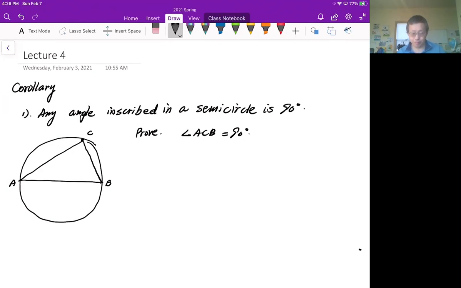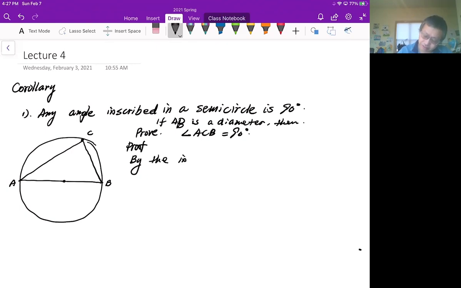If AB is a diameter, so this is a diameter here, then I want to prove the angle C is 90 degrees. Well, how to prove this? To prove this is actually very straightforward. Why? Because of the previous theorem, right? The inscribed angle theorem. So let's see how to prove it.